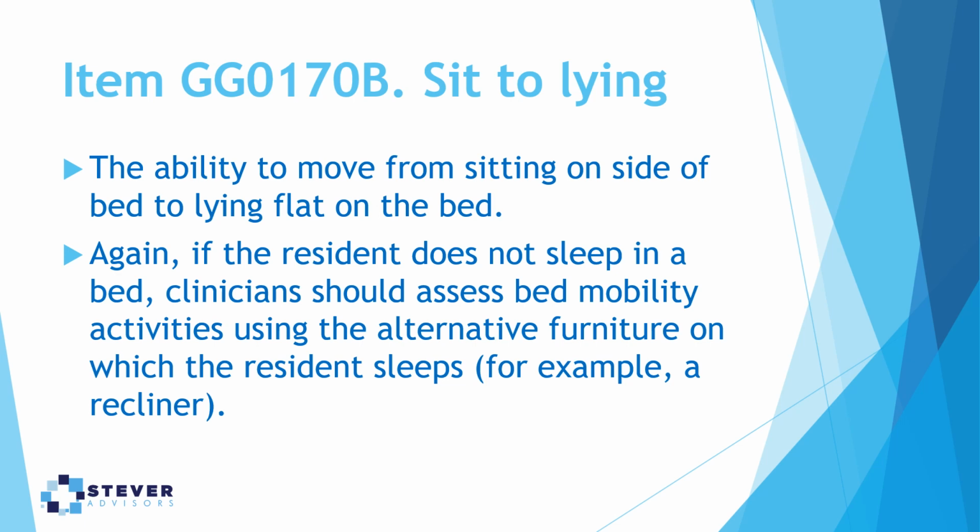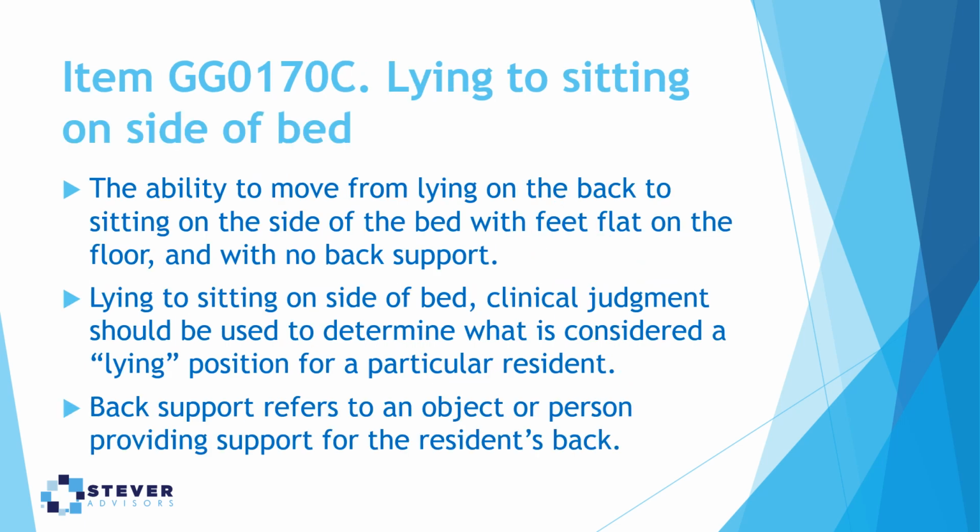Sit to lying. Have the resident sit on the side of the bed and then have them go from sitting to lying down. Again, if they cannot lie flat, then you need to code 88. Lying to sitting. This is the exact opposite of the last item. These two items are split into separate areas because a resident may be able to do one well, but not the other. This allows you to focus on the one that they cannot do as part of the plan of care.